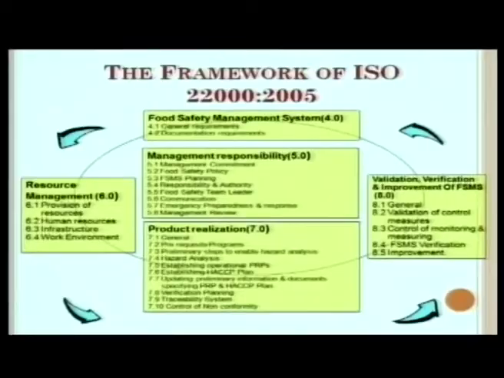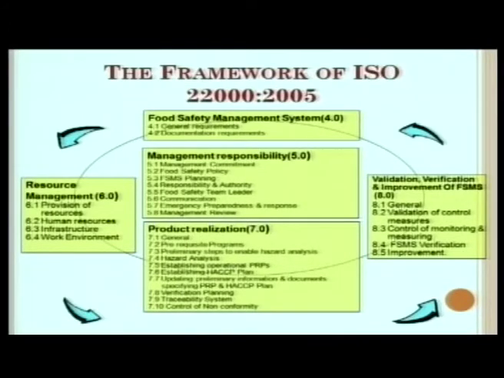The second clause talks about the normative reference. When we say the normative reference, it refers to what all documents the 22000 refers to. The third clause refers to the definitions of the ISO 22000, of which we have just covered a few, for example, food safety, PRP, operational PRP, etc. And then the main standard begins with clause number 4, which is the food safety management system.